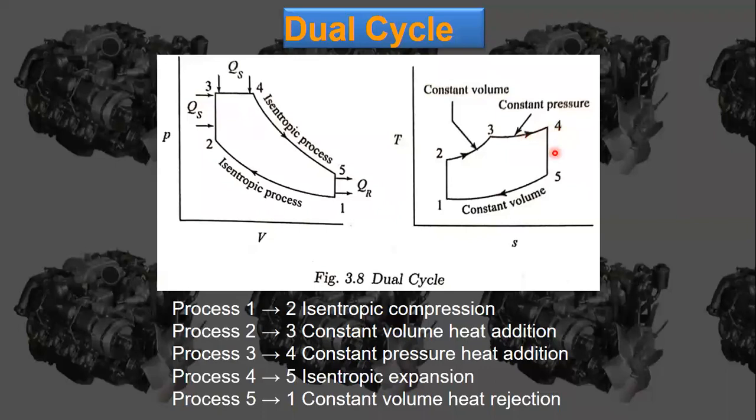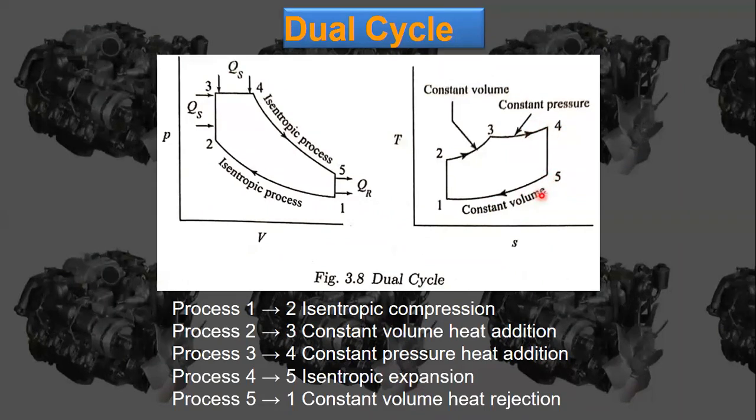What is the process 4 to 5? Expansion process, that too isentropic. So isentropically there will be expansion. At constant entropy, since it is expansion, there will be a reduction in pressure. Because of the reduction in pressure, there will be a reduction in temperature. So temperature is going to reduce from T4 to T5 under isentropic conditions. That means at constant entropy, S4 is equal to S5, and temperature is going to reduce from T4 to T5.